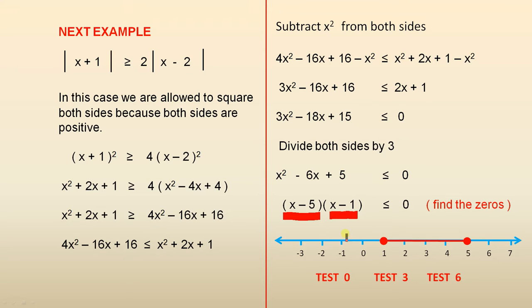Let's test 6. If you put 6 in here, for example, let's do it. 6 minus 5 gives you 1. 6 minus 1 gives you 5. 1 times 5 is 5. 5 is less than or equal to 0, that's false. So when we substitute 6, that does not work. So here is the area that works in here. If we put 3 in, we'll see that it does work. So if you test 3, you'll find this area here works, and these dots are filled in because it's less than or equal to. And they are the answers.